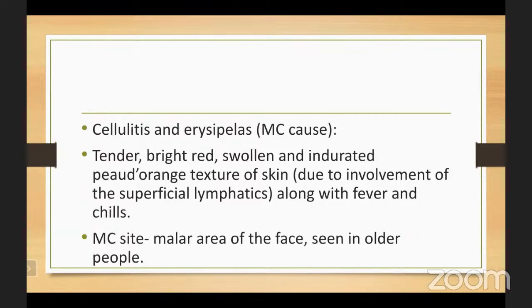Cellulitis and erysipelas is the most common cause. It is tender, bright red, swollen, indurated, with a peau d'orange texture of skin seen due to involvement of superficial lymphatics, along with fever and chills. The most common site is the malar area of the face.